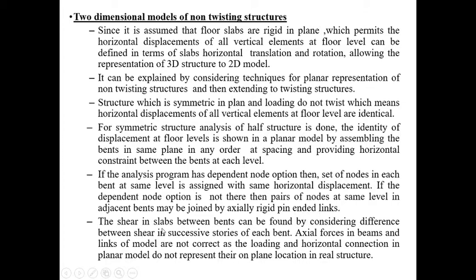Then the shear in the slabs between the bends can be found by considering the difference between the shear in the successive stories of each bend. Whatever shear the slab carries, we can find by the difference between the shear in the successive stories. Then the axial forces in the beams and the links of the models are not correct, because they do not represent the actual plane location in the real structure. So due to that, you do not get the correct values of axial forces in the beams of the link models.